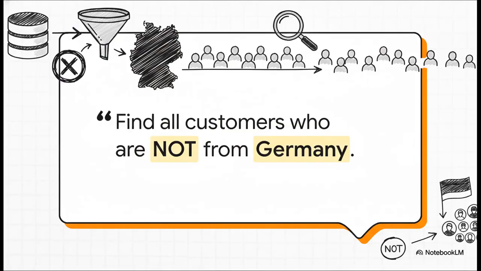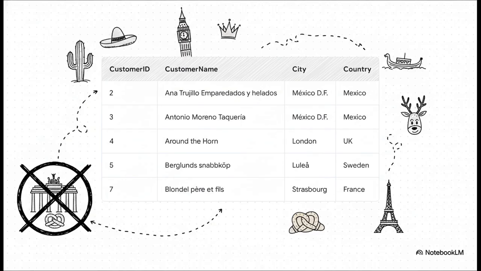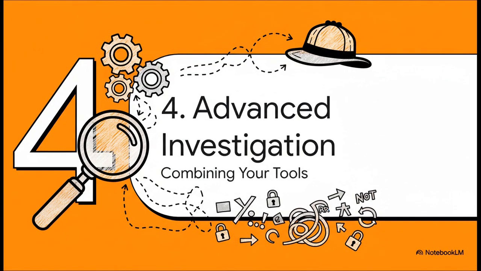So for our next assignment, we want a list of every single customer in our database, but we need to specifically leave out anyone from Germany. The query for this is super straightforward. Select star from customers, where not country equals Germany. This tells the database, go through every record and give it to me unless the country field says Germany. And there we go. The results are in. And as you can see, we've got customers from Mexico, the UK, Sweden, France, basically everyone except those from Germany. A perfect exclusion.